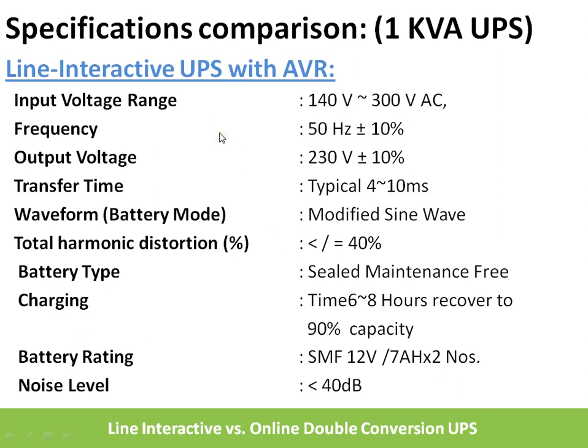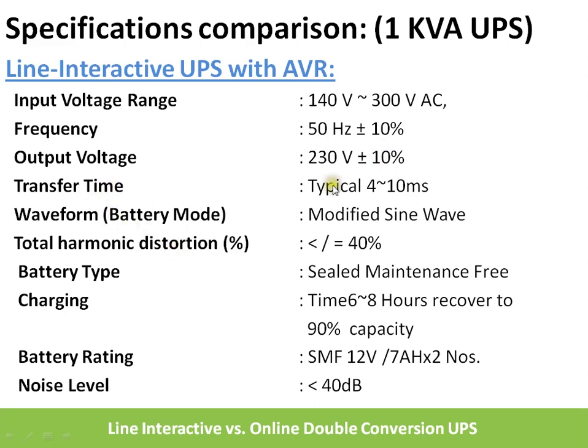Here you can see the specifications of both the line interactive UPS and the online double conversion UPS for a 1 kVA UPS system. For line interactive, the output voltage is 230 volts plus or minus 10%. So the voltage regulation is poor compared to online double conversion, and some equipments may not accept this much variation. For those equipments you cannot use this UPS system.